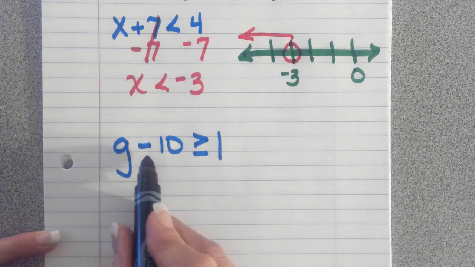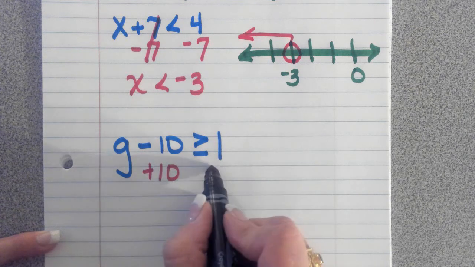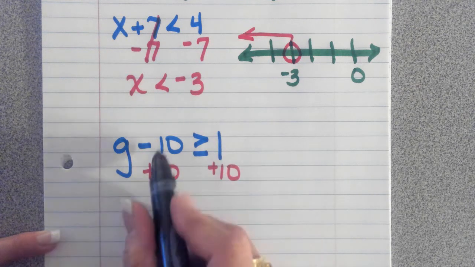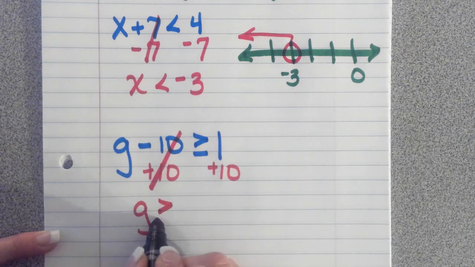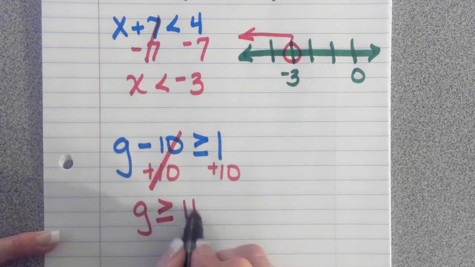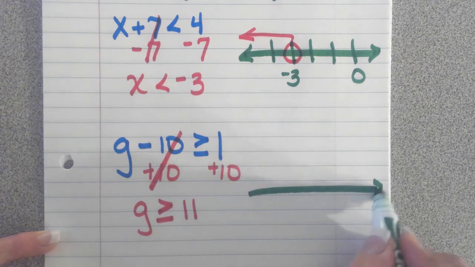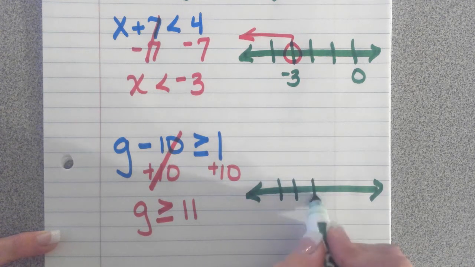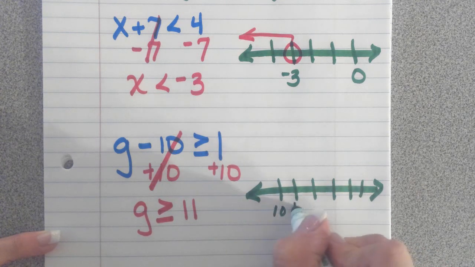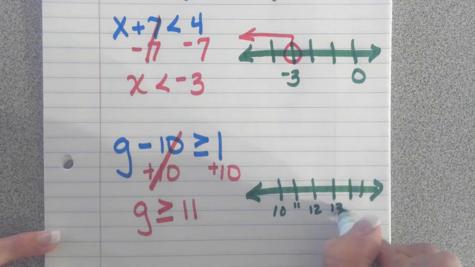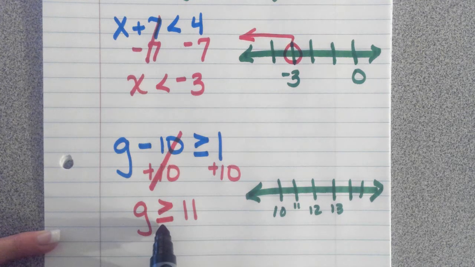So how do I get rid of a minus 10? I'm going to add 10. Fairness rule. What you do to one side, you must do to the other. So my plus and minus 10 will cancel, and G is greater than or equal to 1 plus 10, 11. All right, on a number line, that would look similar to this. I'll draw some lines. I'll call this one 10, 11, 12, 13, and so on. So my G is bigger than or equal to 11.